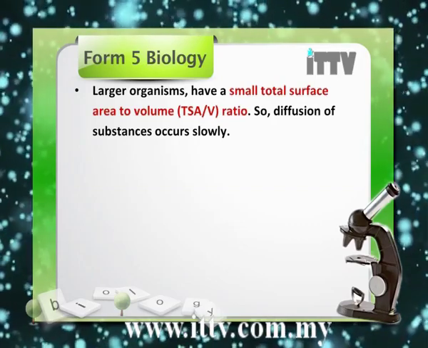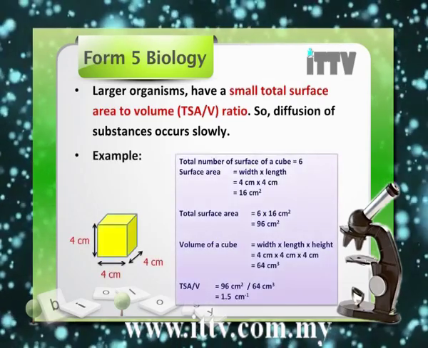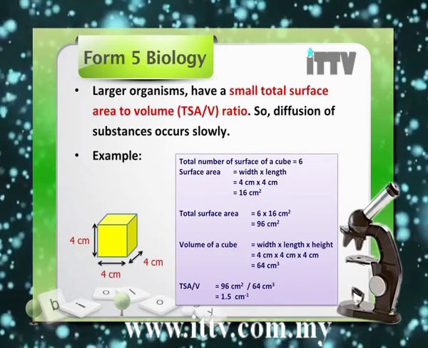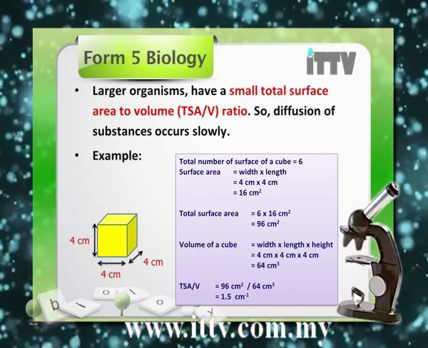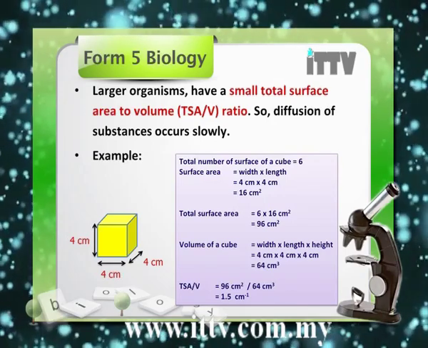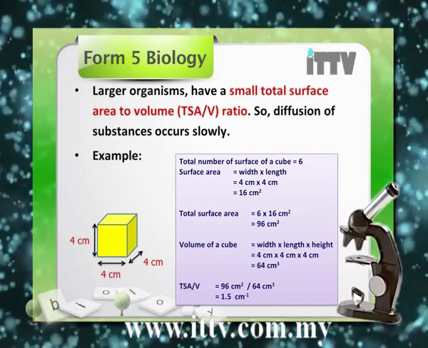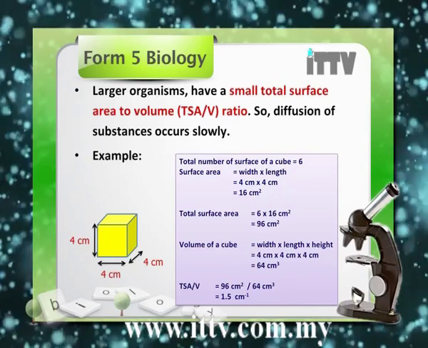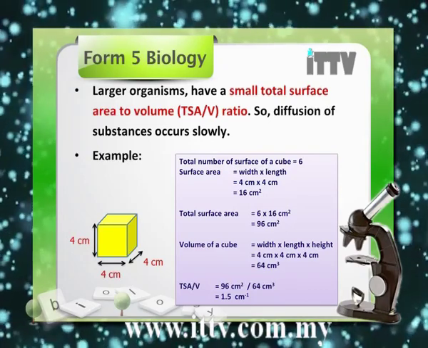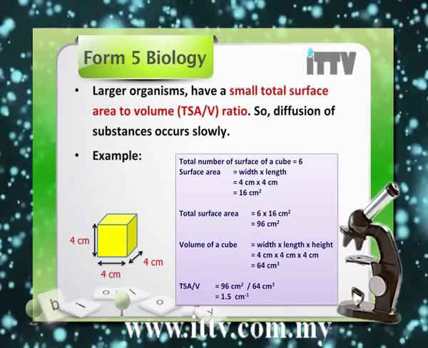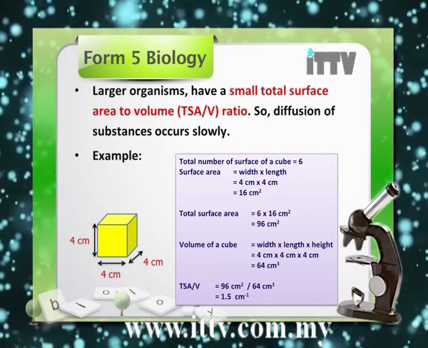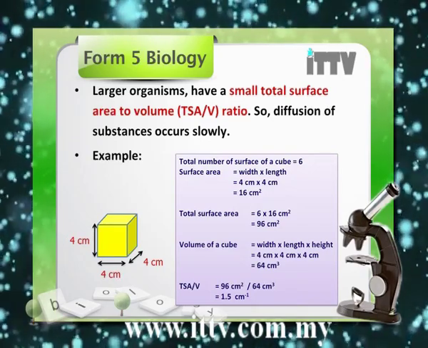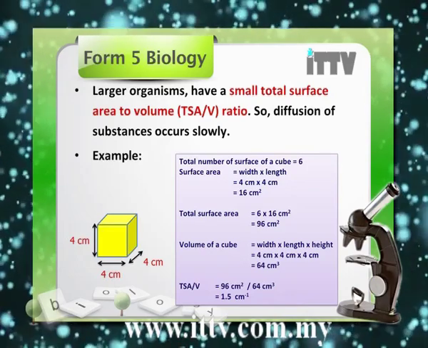Now let us take a look at the total surface area to volume ratio for larger organisms. In this example, as shown in this slide, we have a larger cube, and the larger cube has a larger total surface area, which is 96 cm squared, while the volume of the cube is 64 cubic centimeters. Hence, the total surface area over volume is 1.5 per cm. This is so much smaller compared to the earlier cube, which was 6 per cm. Due to the smaller total surface area to volume ratio, the diffusion of substances in larger organisms occurs much more slowly. Now, let us take a look at what the smaller total surface area to volume ratio contributes to the transportation in larger organisms.